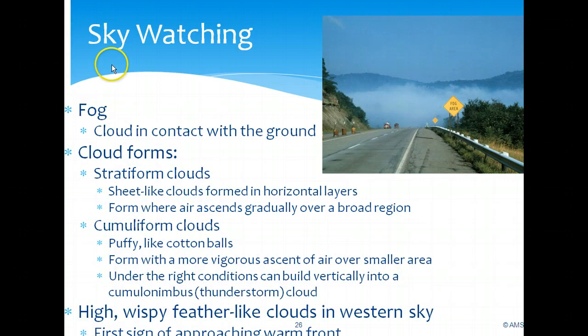Fog, which is really nothing more than a cloud in contact with the ground, is often seen in specific areas and are generally given warning that this is a particular fog area, and we'll figure out why as we get into the course. When we talk about clouds, they are fairly complex in terms of their descriptions, but if we keep it simple, we can talk about simple cloud formations, and one of those is a stratiform cloud, and this is a sheet-like cloud formed in horizontal layers, and versus the cumuliform cloud.